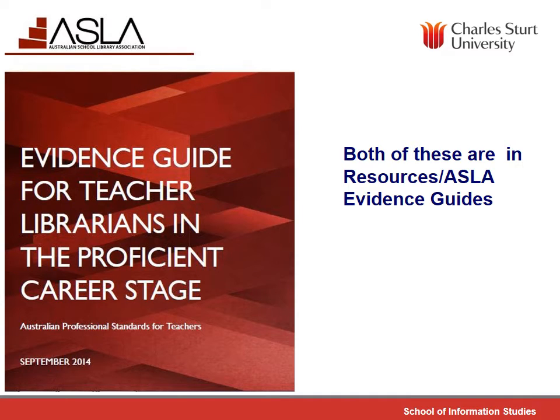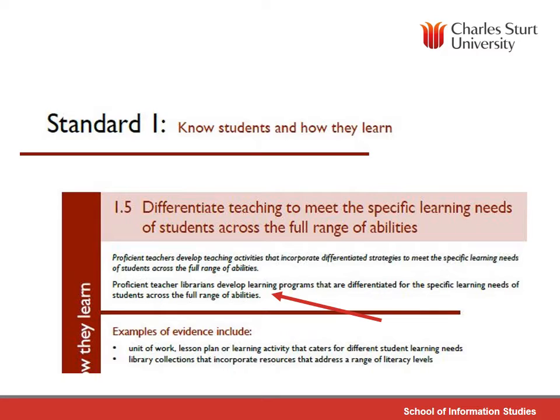ASLA has also released this evidence guide for teacher librarians in the proficient career stage, which is where a new teacher librarian would fit in because you're already a proficient teacher. Some of you who've been working as TLs for quite a while might already be at the highly accomplished level. So ASLA invites you to use this evidence guide when preparing your professional goals or setting your professional learning plans. And I suggest you use it for assessment task 2 as well, to look for the elements of the teacher's role and what they're expected to do.